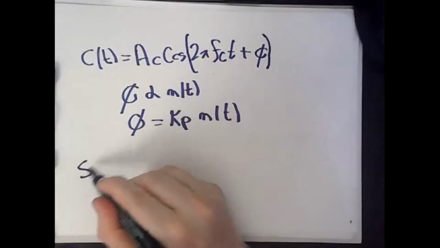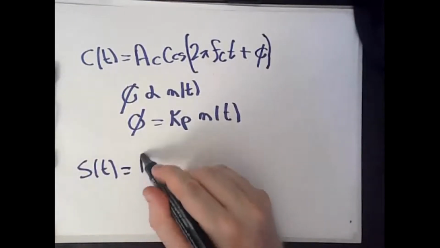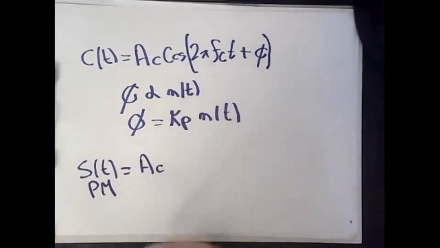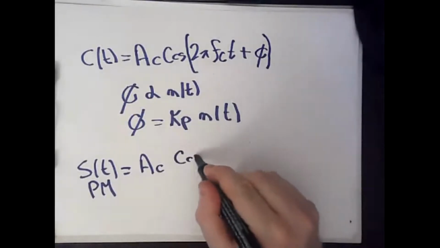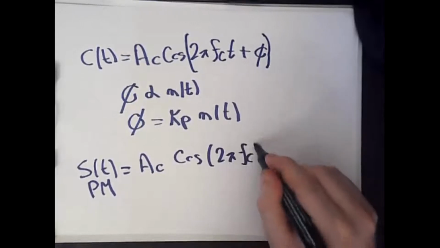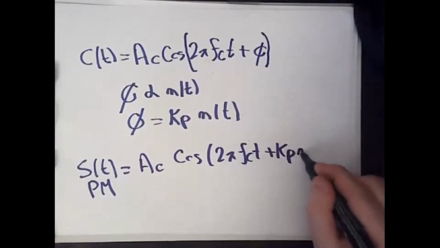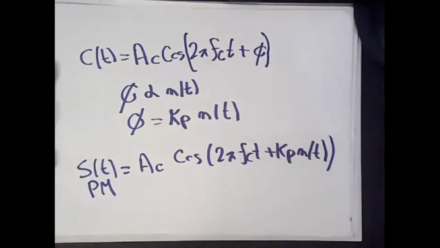So generally, s(t), of course in case of PM, equals Ac cosine 2 pi fc t plus kp m(t). As you can see, it's much easier than the case of frequency modulation, because in frequency modulation you need some sort of integration of your message before integrating it into the modulated signal. Herein, we don't need this integration. It's just a direct proportionality to the phase. That's why it's a bit easy.